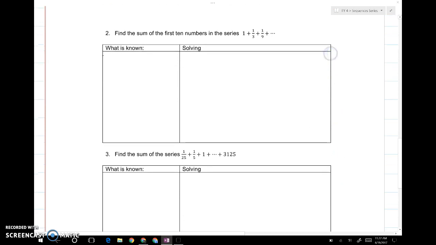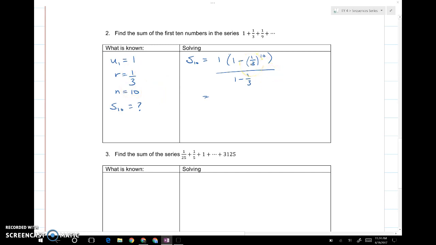So, again here, slightly different. Find the sum of the first 10 numbers in this series. Please write down what you know, fill in the formula, and tell me what your calculator gives you as an answer. Now, if you subbed everything in correctly, so U1 is 1, R is a third, N is 10, S of 10 is what you're trying to find. Here's what my formula looks like.